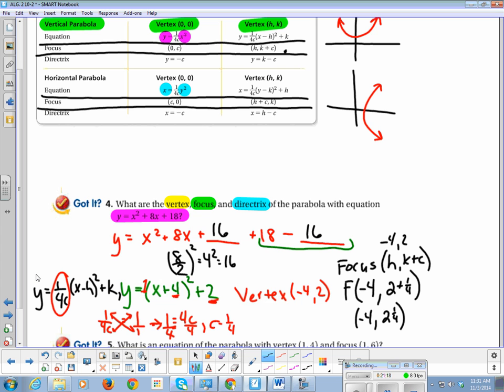And if c is equal to 1/4, my directrix is going to be y equals k, which was 2, minus c. And we simplify that to y equals 2 minus 1/4, which is 1 3/4.